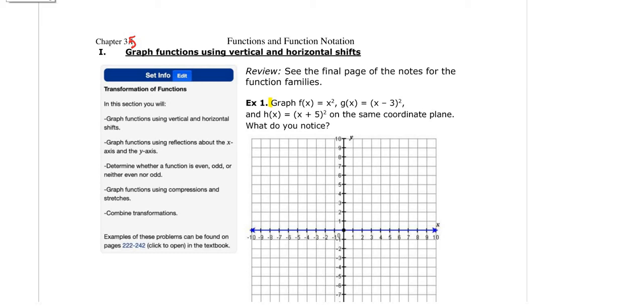Chapter 3, Section 3.5, Translations of Functions. Let's say we have the graph of the function f of x is equal to x squared. We know this graph represents a parabola.